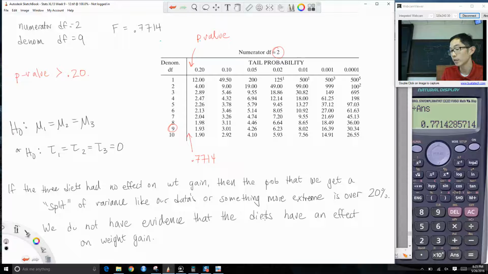And I mean, the diets could have an effect on weight gain. It's just that we only looked at 12 lambs, so that may just not be enough data. Maybe if we looked at 1,000 lambs on 3 different diets over lots of time, we would see a more pronounced difference. But with just 12 lambs, we don't have evidence that the diets really do anything. Okay, is that all right? This F table is quite unique, I would say.